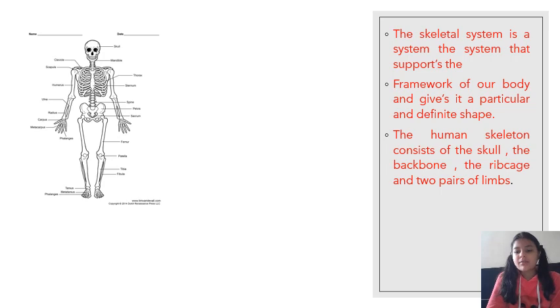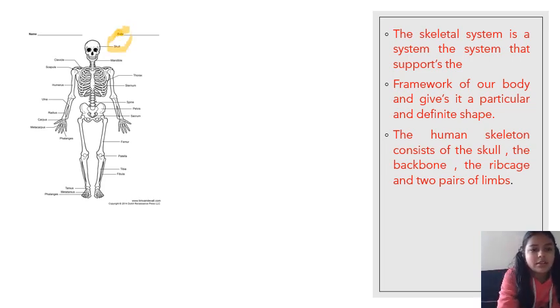And now I will tell you the main parts that the human skeleton consists of. So it consists of the skull, the backbone, the rib cage, and two pairs of limbs. So now let's look at the functions of the skeletal system.